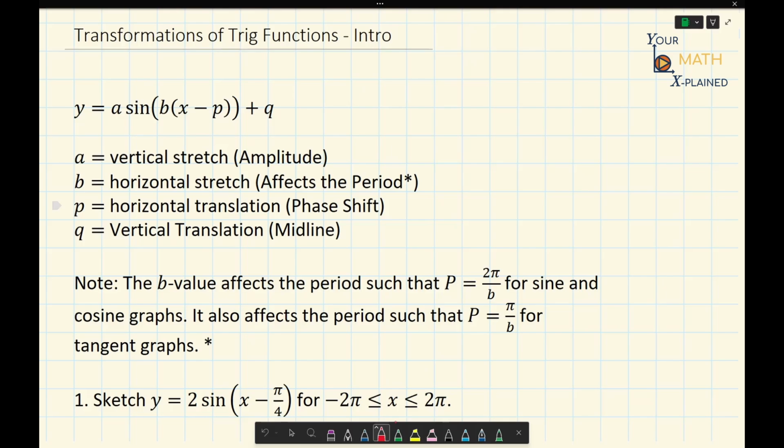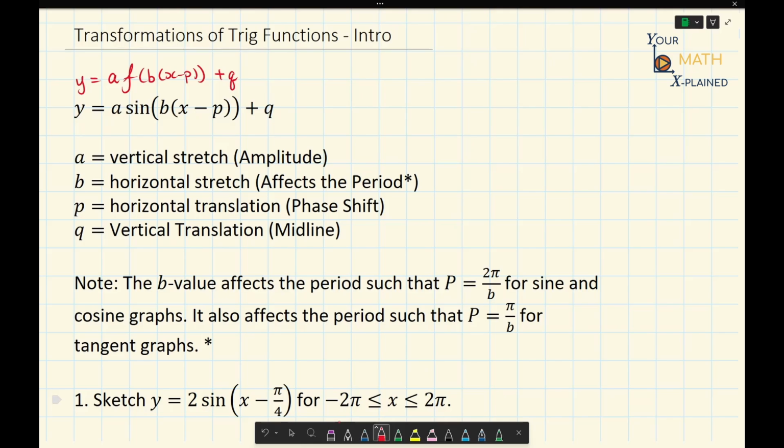We're going to use the general form here. If you recall from our transformation video, the general form was y is equal to a times f of b times x minus p plus q. The only difference here is that we've put in our function f, which for this particular example, we've put in sine. But it could be any of the trig ratios. Could be cosine, tangent, or even one of those reciprocal trig functions. And these parameters do the exact same thing as before.